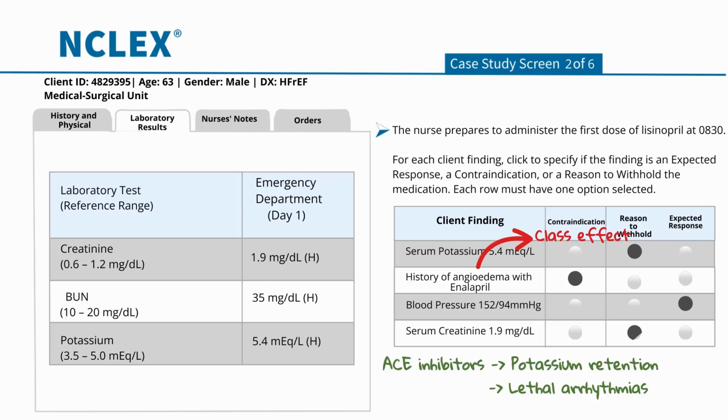Creatinine 1.9, a reason to withhold. This indicates significant renal impairment. We must notify the HCP before potentially decreasing renal perfusion further.